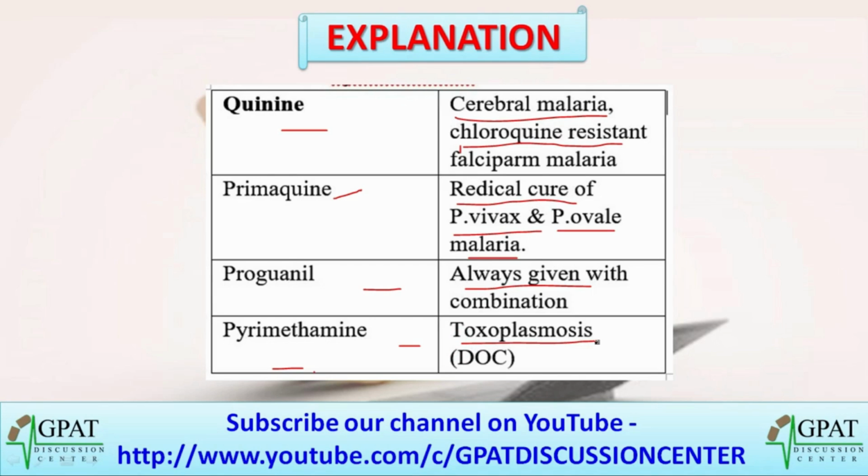toxoplasmosis. Students, sometimes in the GPAT question paper these questions may arise, asking what is the drug of choice in cerebral malaria or toxoplasmosis. So just try to note these down in your notebook and revise on time, so it will be better to attempt the question.